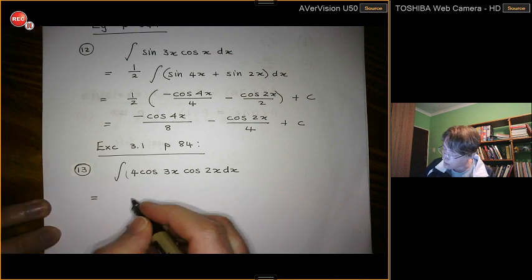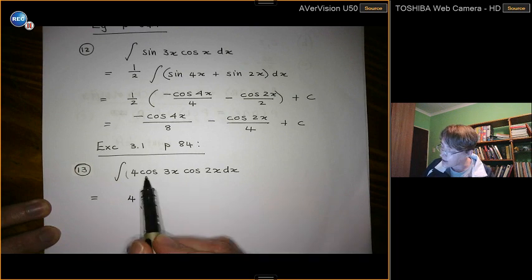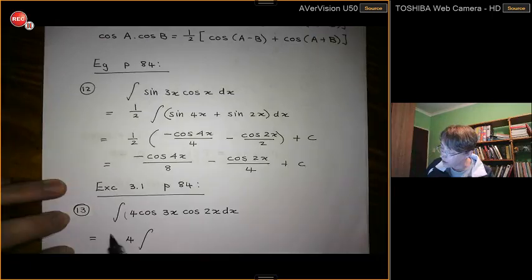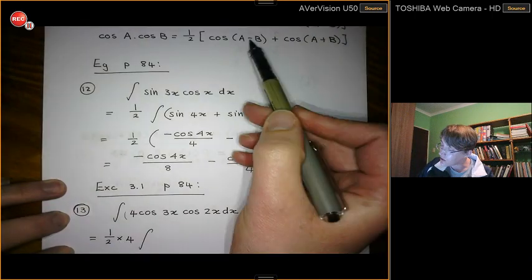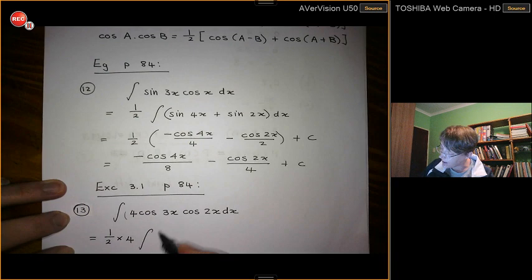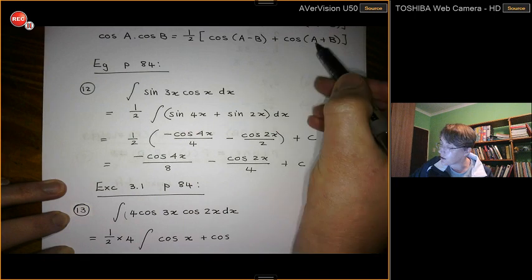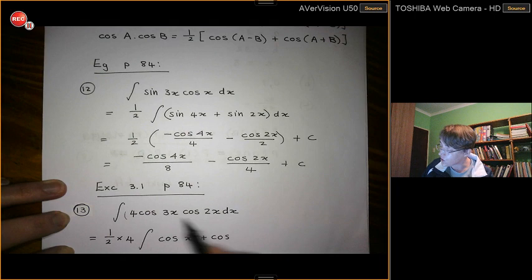So I can move the 4 to the front, and then because it's the cos of an angle, cos of a different angle, I have to use this version of that formula. So I've got the half here, which means I will put the half over there, and I will multiply it by the 4 on the outside. And then I will say it's cos of the first angle minus the second angle. So it's cos of 3x minus 2x, which is x. And then it's plus cos of the first angle plus the second angle, so 3x plus 2x, which is 5x.